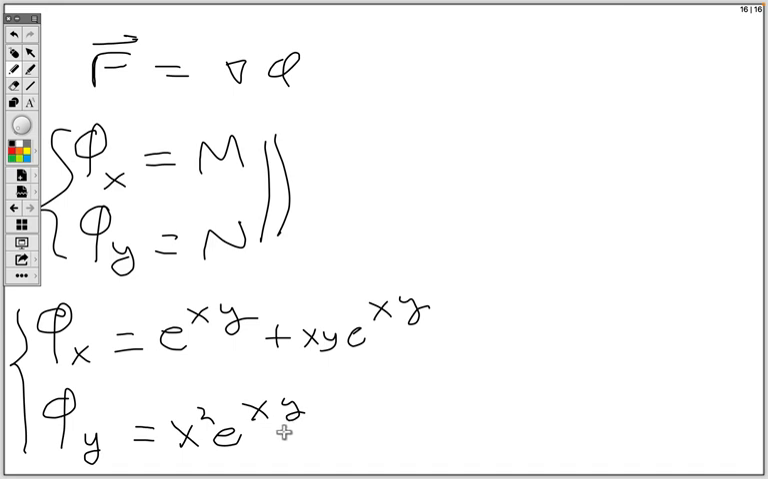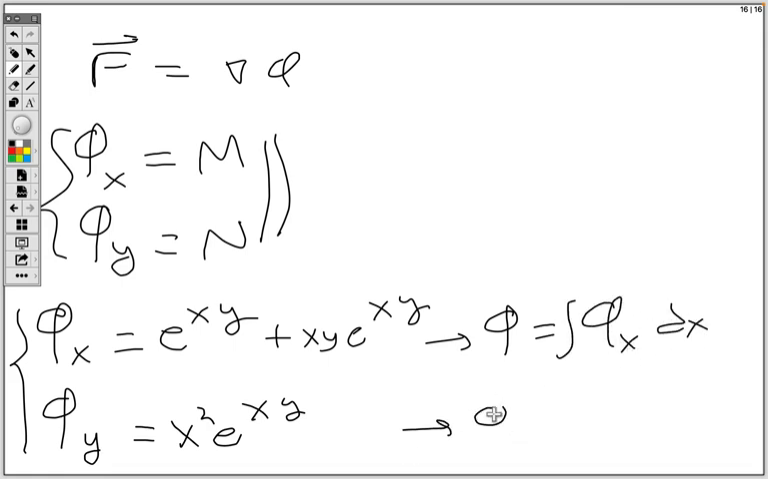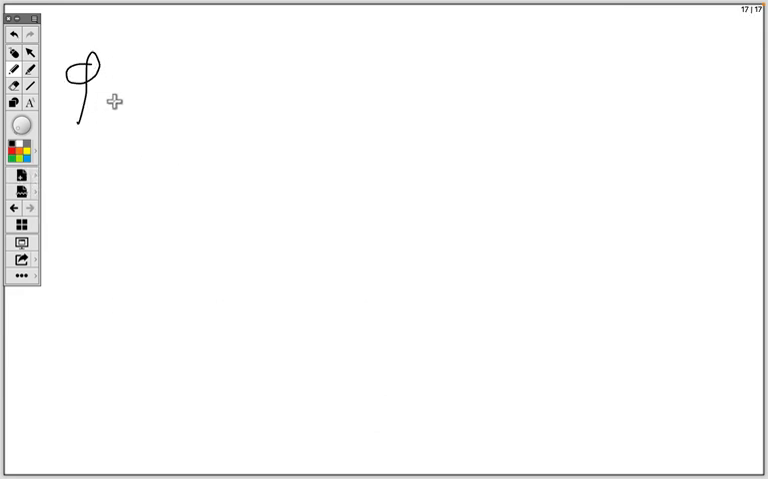So the method I like to use is we start with one of these equations. So we either want to integrate phi x with respect to x, or we want to integrate phi y with respect to y. Okay. So which one would you want to integrate? Yeah, let's do y. Because if I'm going to do the x, I'd have to do parts or whatever. So we're going to do phi would be the integral of phi y with respect to y.